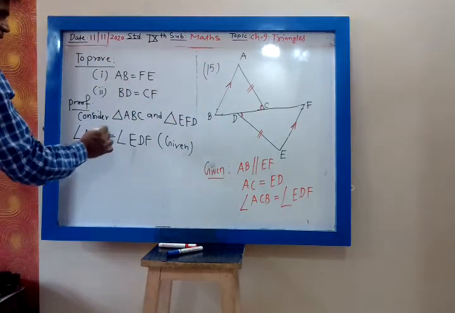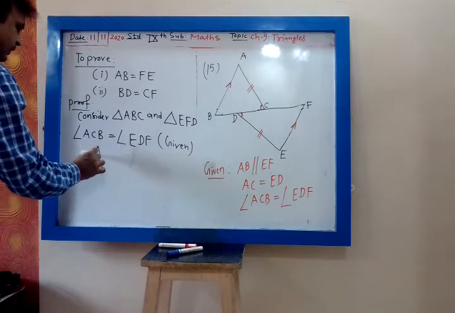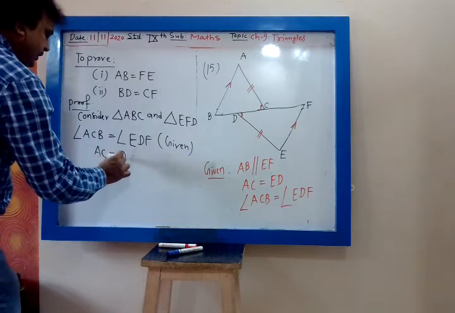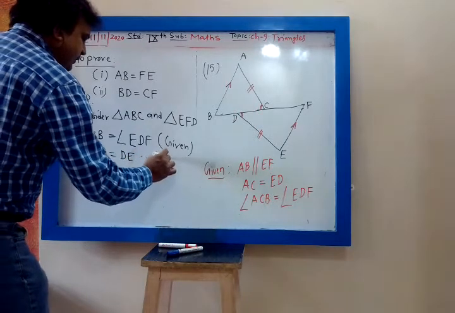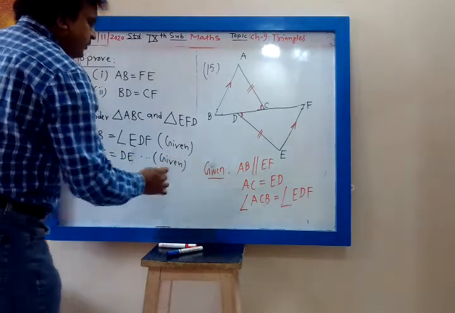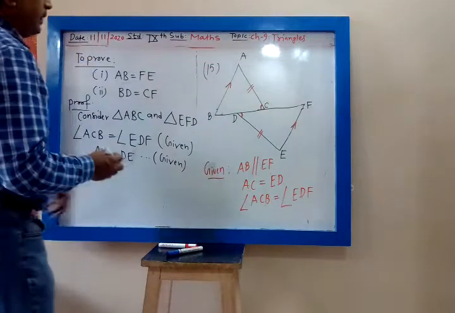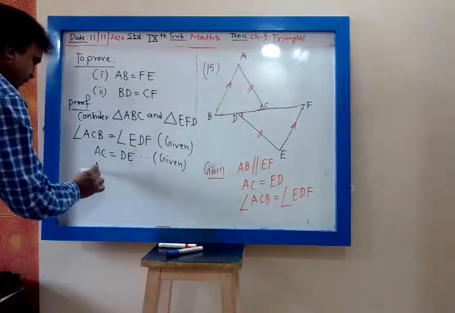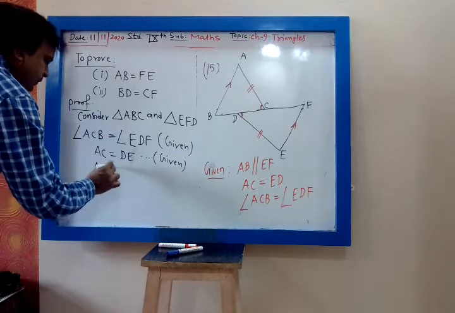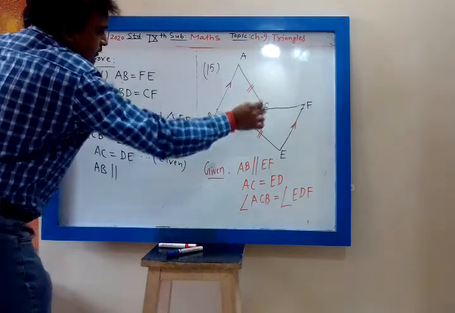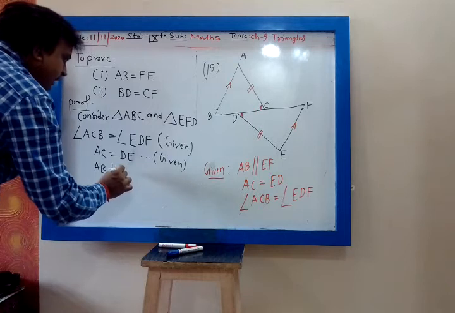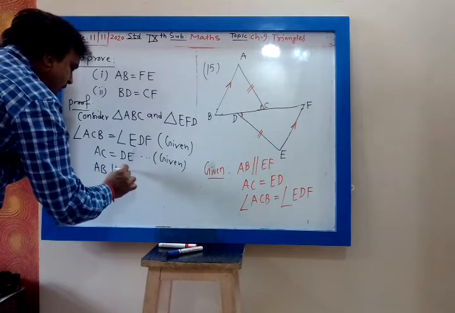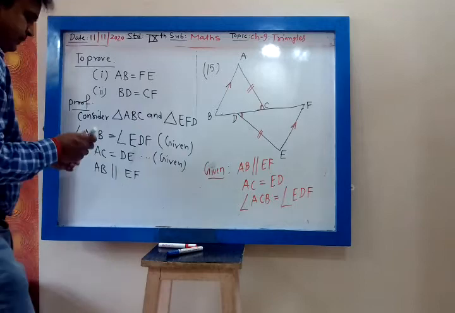So that is AC is equal to DE. They are equal, it is given. First we write the given part. Now we apply the parallel. So AB is parallel to EF. These two lines are given parallel.